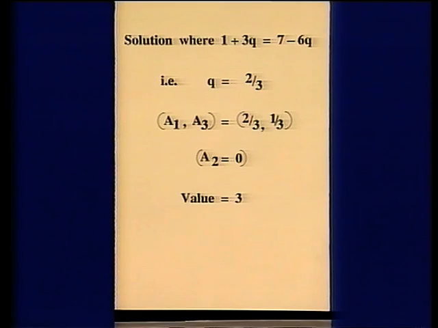And if you substitute Q equals 2/3 in either of the expressions at the top of the transparency, we get the value of the game is equal to 3. And that's the best we can do. We could similarly solve the problem from the point of view of the other player.